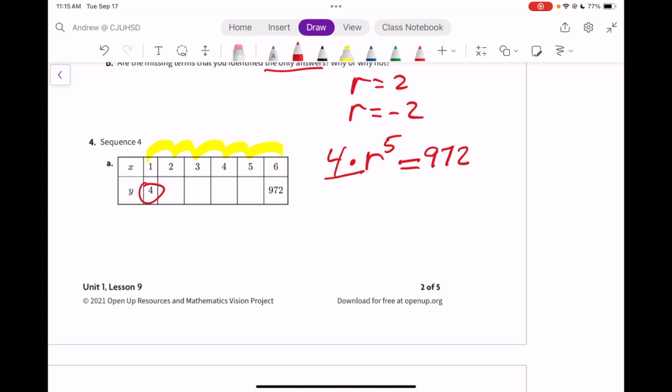So again, we'll divide by 4, make our simplification. r to the 5th equals 972 divided by 4. It's 243.